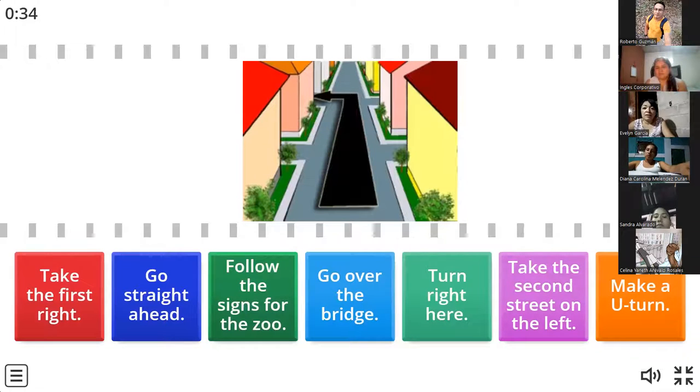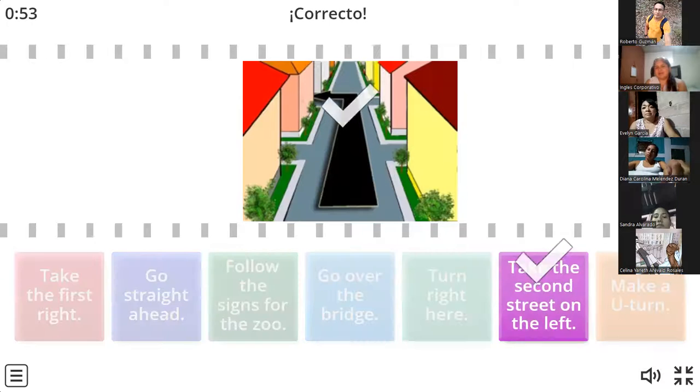Go over the bridge. That's the second. Take the second street on the left. Which one? Take the second street on the left? Yes. Okay. The first one and second, right? Very good.